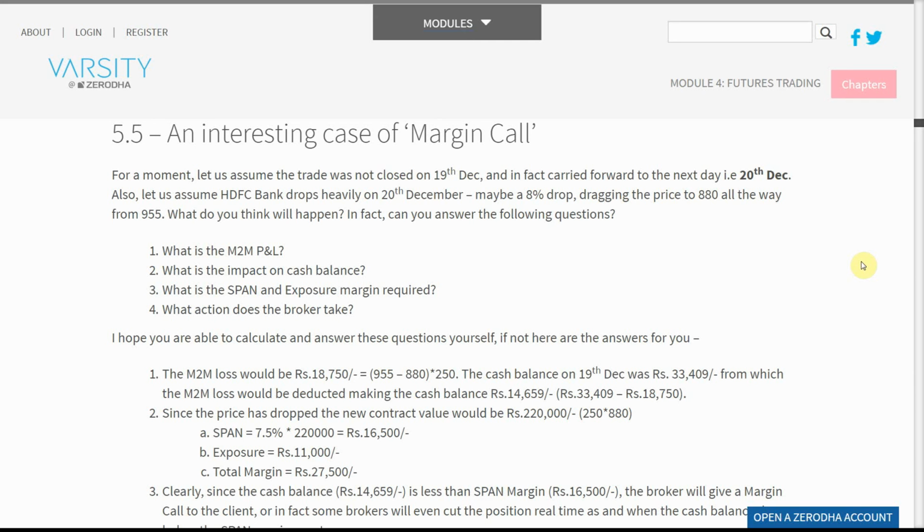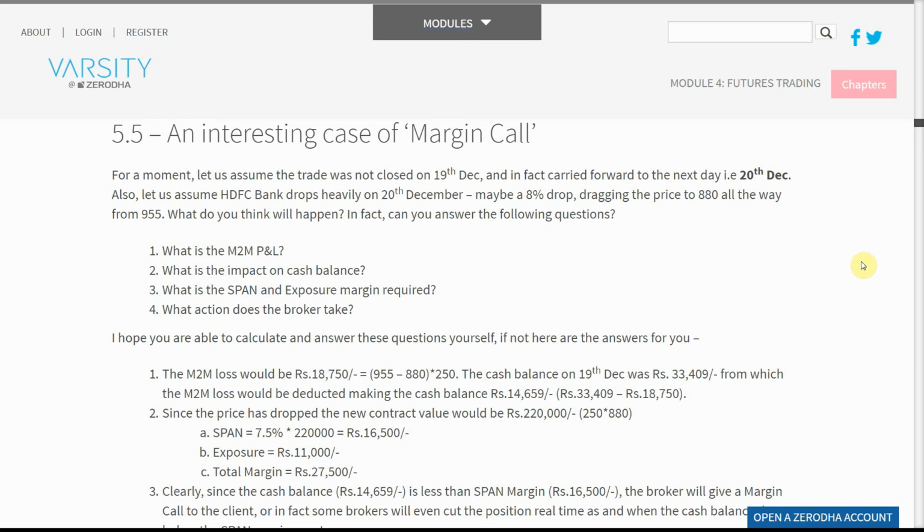The M2M loss would be 18,750 rupees per lot, equals 955 minus 880, times 250. The cash balance on the 19th of December was Rs. 33,409, from which the M2M loss would be deducted, making the cash balance 14,659 rupees per lot, 33,409 rupees minus 18,750 rupees.